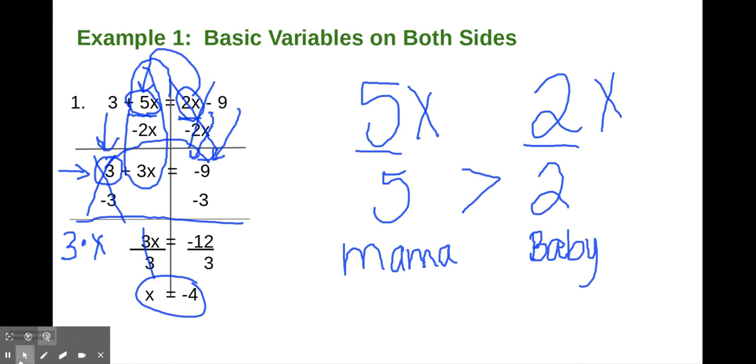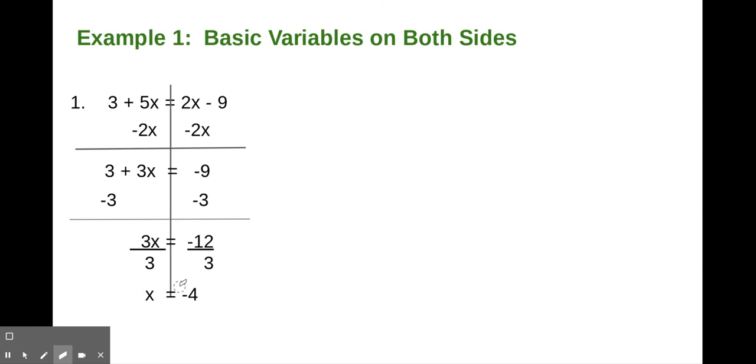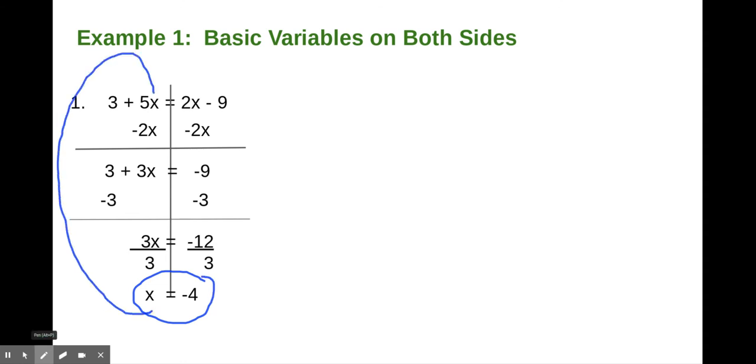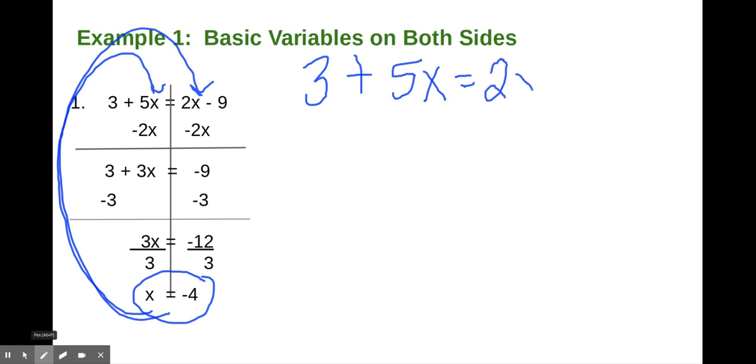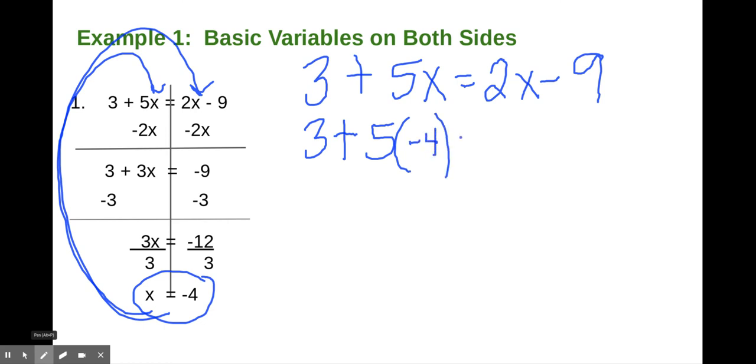Okay. Now you might think, I don't know if I'm right or wrong. How can I check my work? Well, in order to check your work, you can take your answer that you just got and put it back into each one of your x's. And I'm going to walk you through that step. So our equation was 3 plus 5x equals 2x minus 9, right? So I'm going to just rewrite my problem, putting in the negative 4, which was my solution, into the equation.